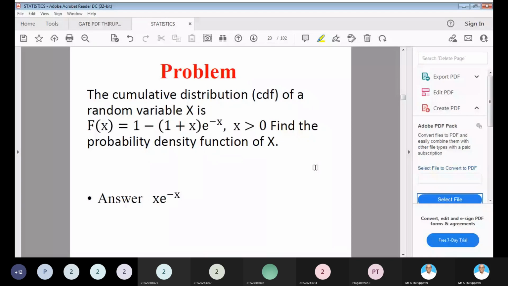Now, differentiation of 1 is 0. Now 1 plus x into e to the power minus x. Take the multiplication: 1 into e to the power minus x, e to the power minus x, plus x into e to the power minus x, x e to the power minus x. Minus is common only. Now integral of e to the power minus x, e to the power minus x divided by minus x. And then x e to the power minus x.